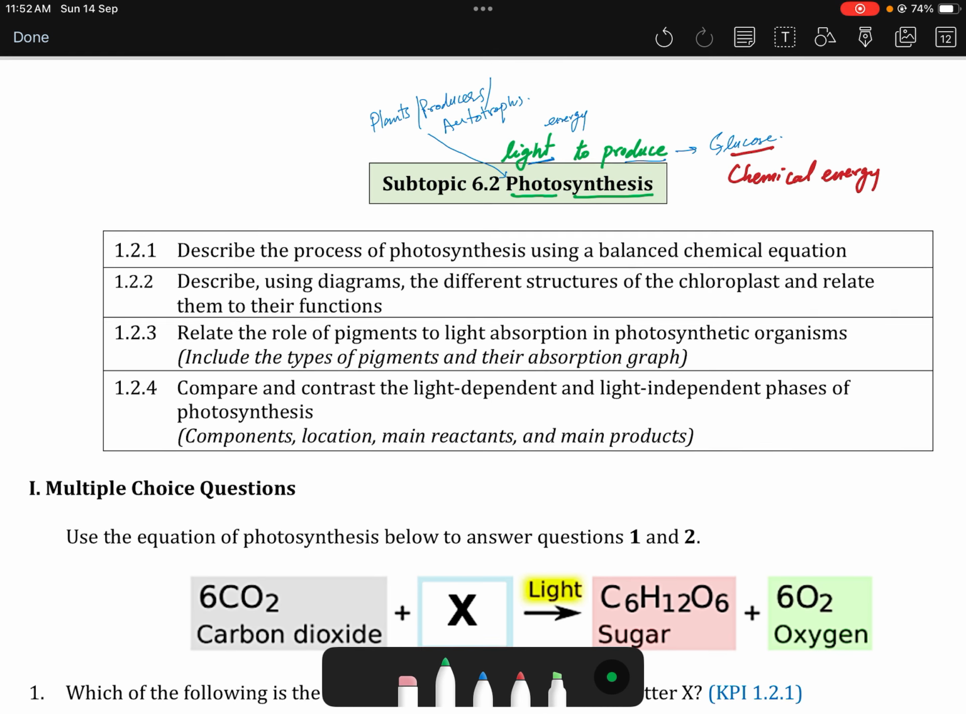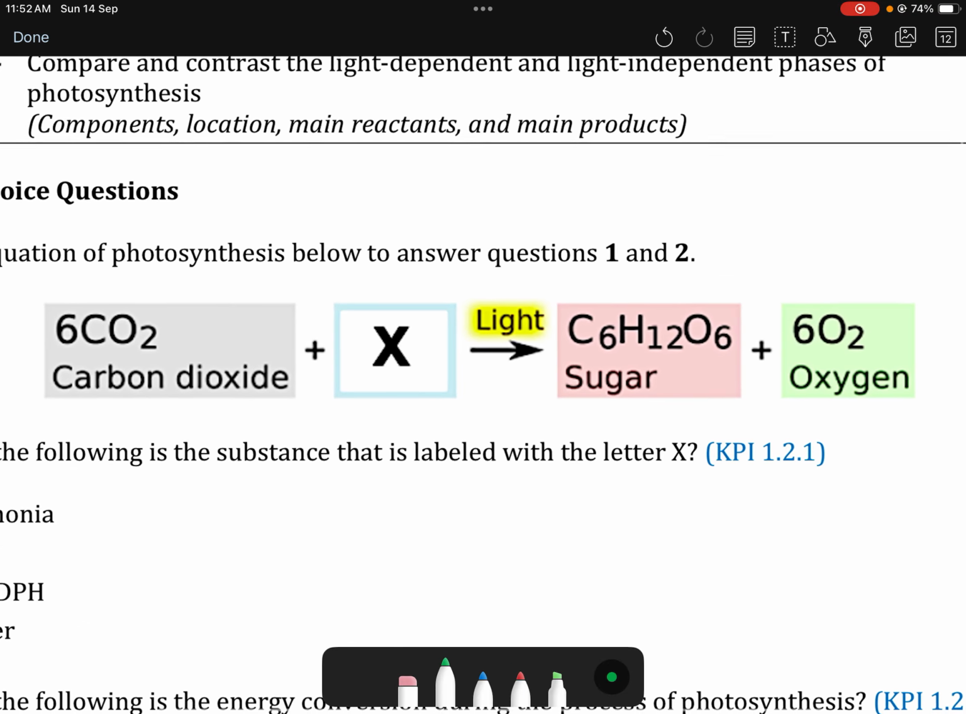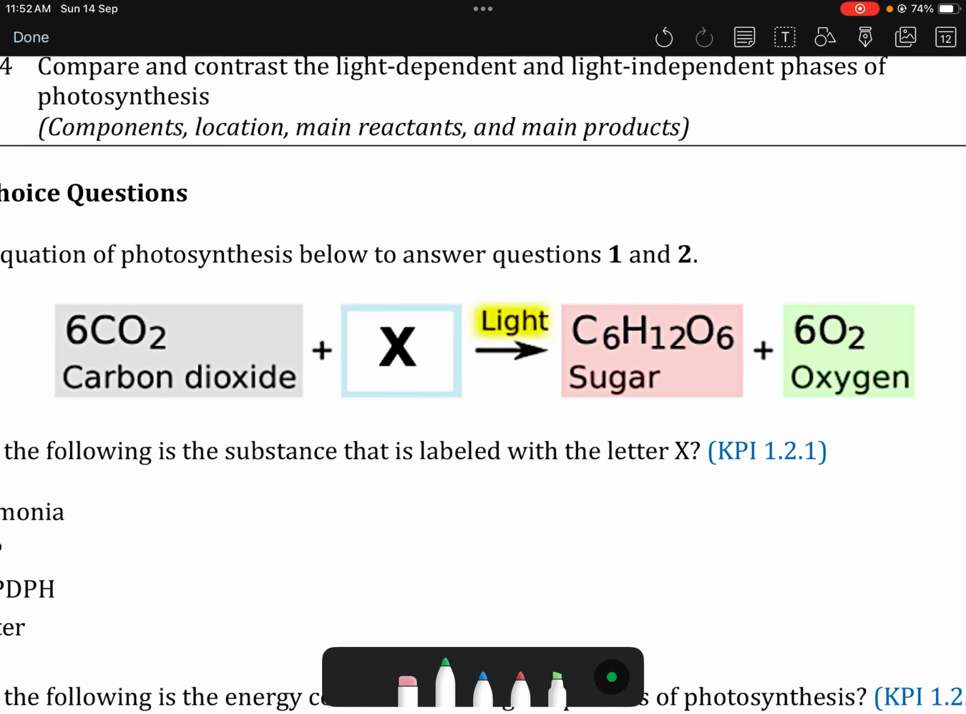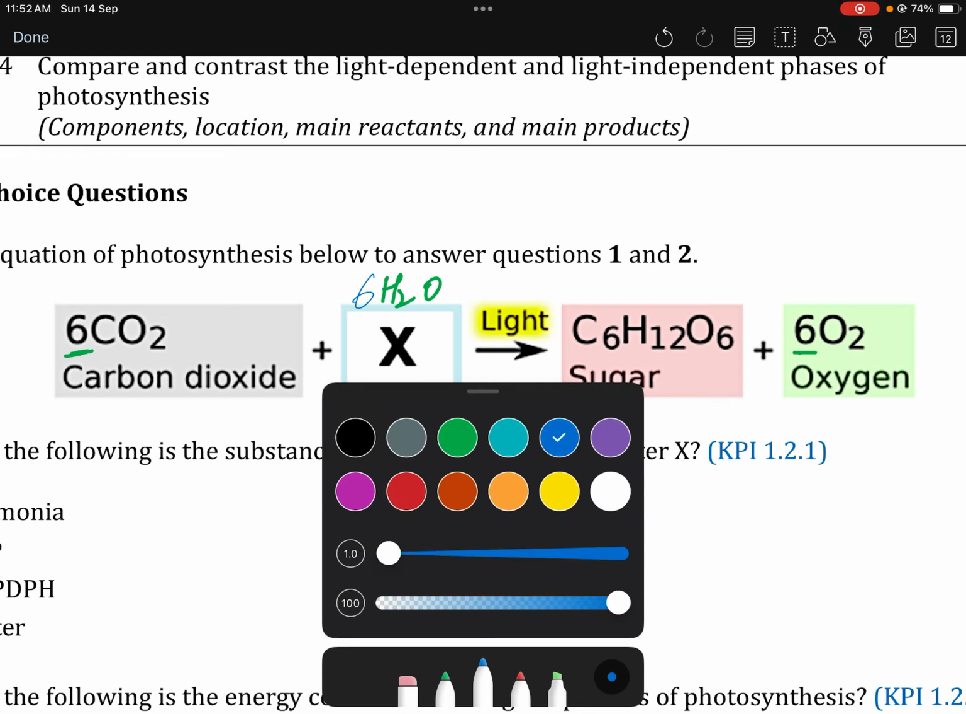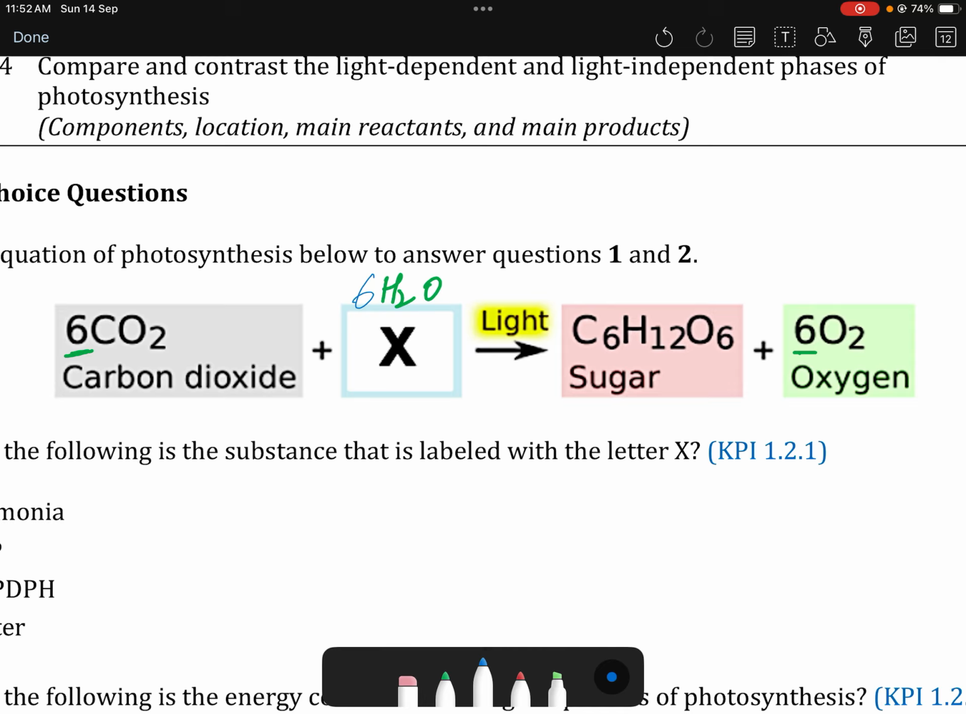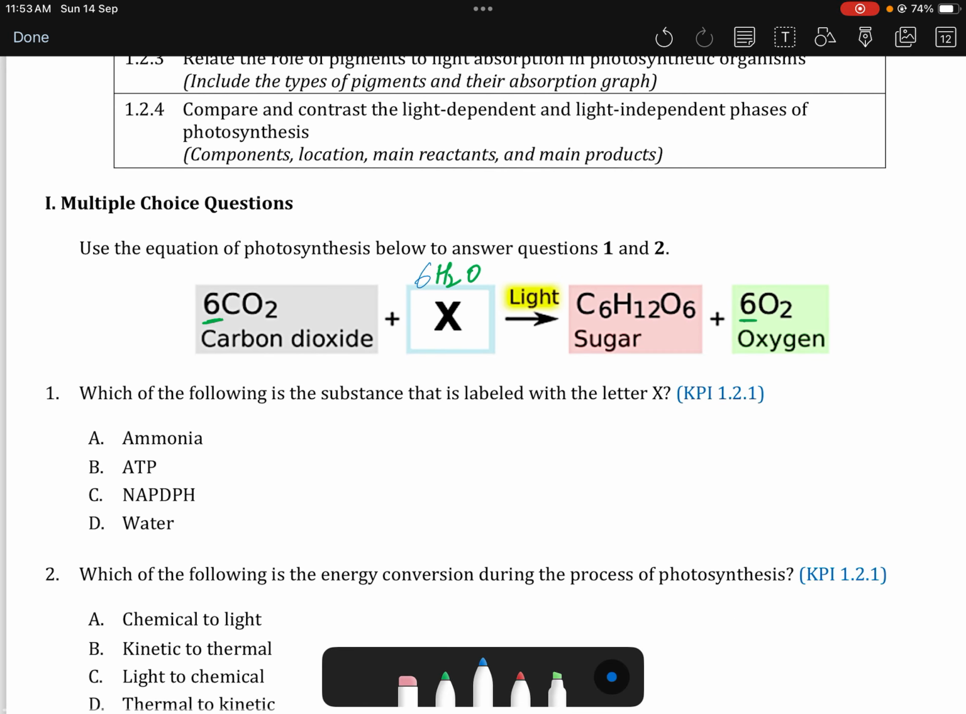We need to describe the process of photosynthesis using a balanced chemical equation. First of all, let's go down. This is a chemical equation, the balanced one. So make sure to balance it. You just put 6 and 6 over here. The X is missing, of course. This is H2O, and we are going to put 6 next to it also. So it will make 6CO2 plus 6H2O gives us C6H12O6 plus 6O2, and that's it. Which substance is labeled with the letter X? We already did. It is water.